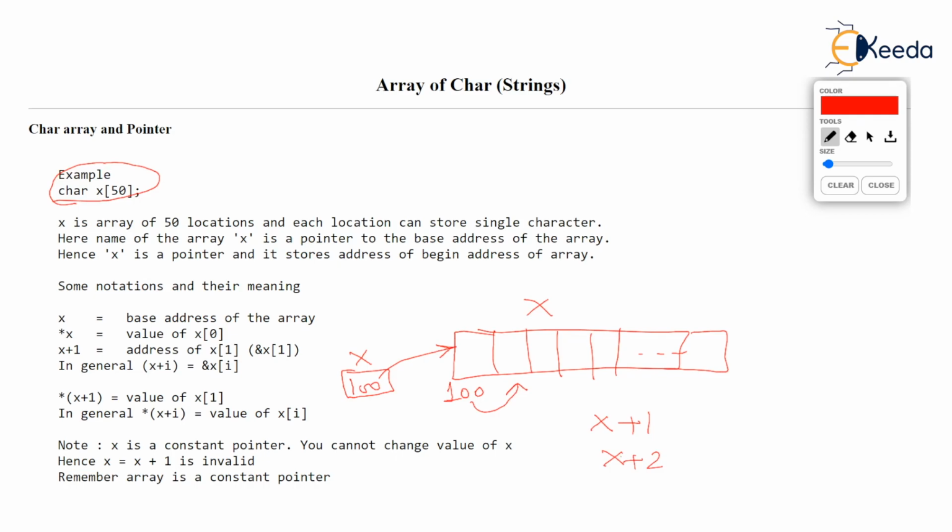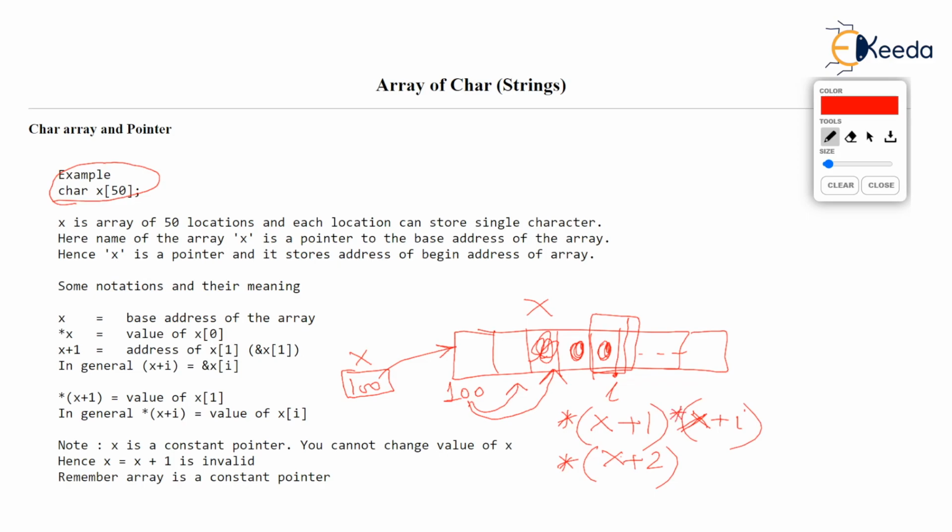I hope you are understanding. In general, if you write x plus i, then what is x plus i going to give us? x plus i is going to give us the address of the ith location. Just put asterisk before these notations. Then you are not talking about address, you are talking about the value at that location. So what will be asterisk x plus i? Asterisk x plus i will be the value stored at the ith location.